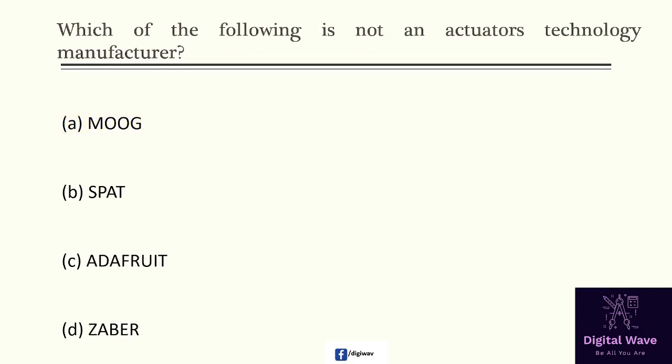Next question is, which of the following is not an actuators technology manufacturer? Option A is Moog, option B is SPAT, option C is Adafruit, option D is Zaber. Right answer will be Adafruit.